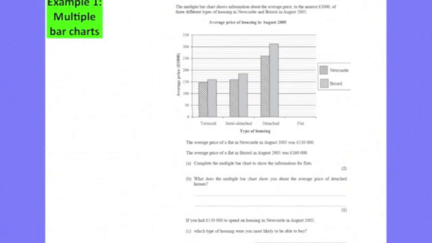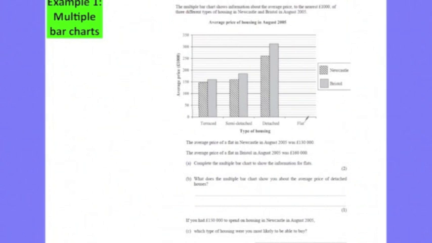So example number 1. The multiple bar chart shows information about the average price to the nearest 1,000 of 3 different types of housing in Newcastle and Bristol in August 2005. Here we can see we have the scale. The ones with a line across, these bars here, are for Newcastle, and shaded grey is Bristol. We're told that the average price of a flat in Newcastle in August 2005 was 130,000 and in Bristol, 160,000. We're asked first off to complete the multiple bar chart to show this information.